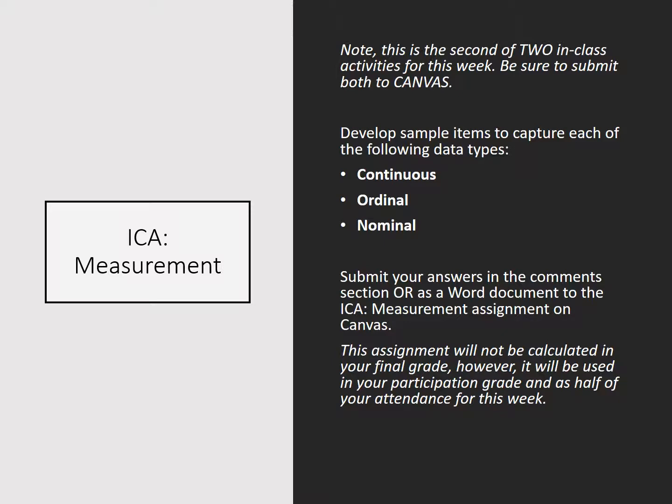And then our last in-class activity is going to be about measurement. Again, I would like you to create 3 sample items to capture each of the following data types. So write me a question that would have continuous data, one that would have ordinal data, and one that would have nominal data. You can copy and paste these answers directly into the comment section of the assignment, or you can attach a Word document. Either way is fine. This assignment's not going to be calculated as part of your final grade. However, it will be your participation points for today and also half of your attendance for this week.